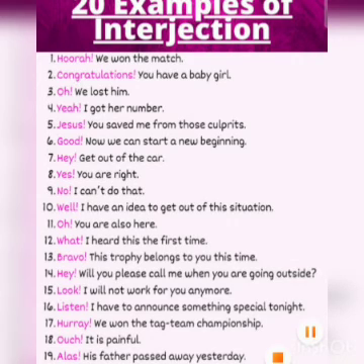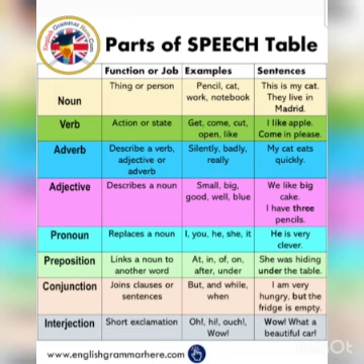So this was all about parts of speech. I hope we have revised it well. We will meet in the next class. In the next class we will learn a few more things about other parts of grammar.